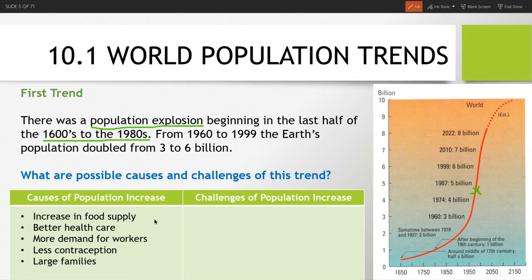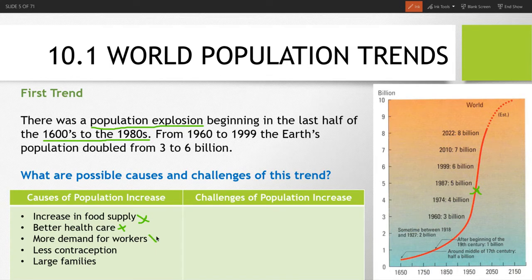So a few that we can look at might be an increase in food supply. Okay, if there's more food available, then that can support a larger population without a significant risk of starvation. Better healthcare, as we already mentioned, can increase life expectancy, keep people alive longer, therefore ensuring that a population remains higher than it would be otherwise. Better healthcare can also contribute to a lower infant mortality rate or number of children who die at a young age. So we'll look at that as we go through this unit as well.